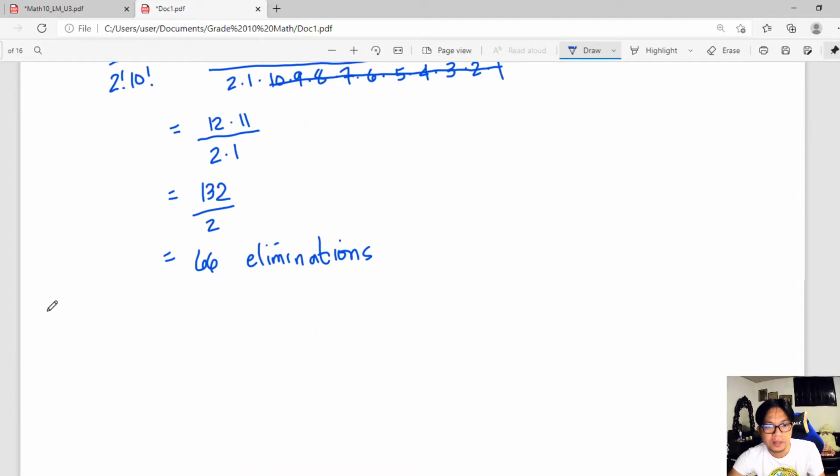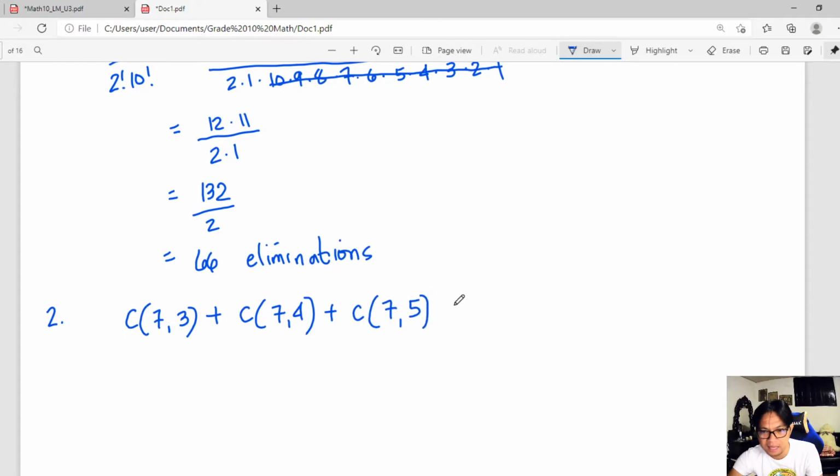For number 2 naman, our solution is, first, combination of 7. There are 7 points, taken 3 at a time. Ito yung first polygon natin, which is triangle. Plus combination of 7 taken 4 at a time, plus combination of 7 taken 5 at a time, plus combination of 7 taken 6 at a time. The last is combination of 7 taken 7 at a time.